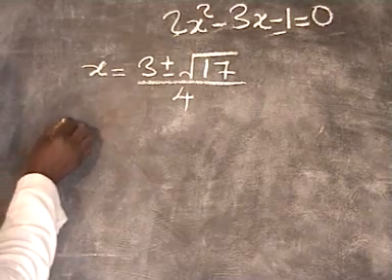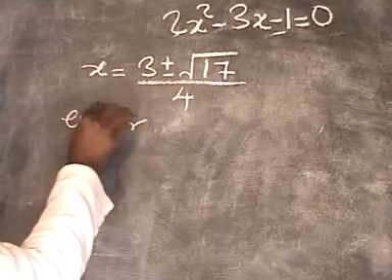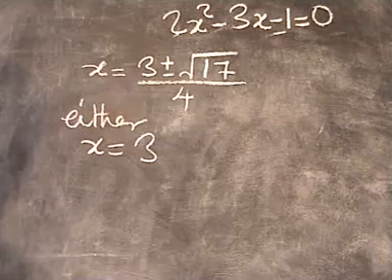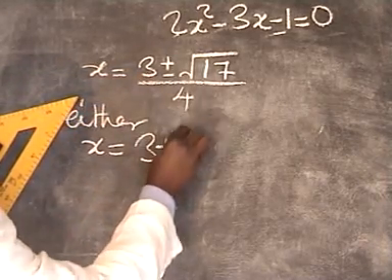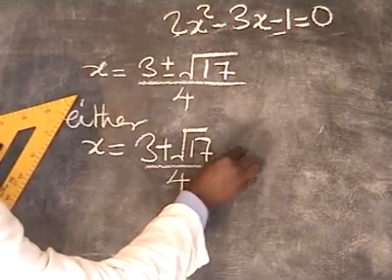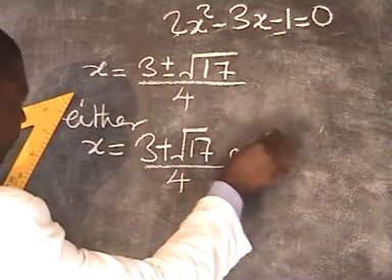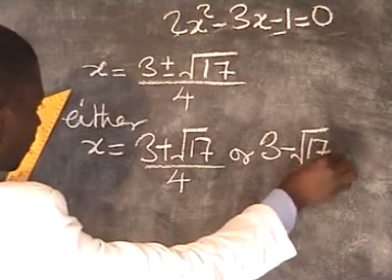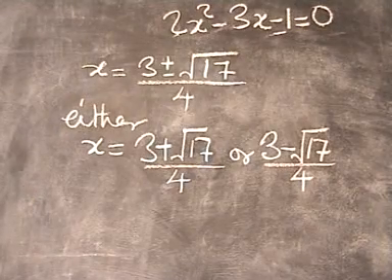And this can be done as follows. What I'm saying is that you write the word either. So this is either to separate the two. So this is x equals 3, which is the first number there. In the first place we use a positive, plus square root of 17 over 4. Or again this is x equals 3, this time minus square root of 17 over 4, or like that. I'm sure that is seen.